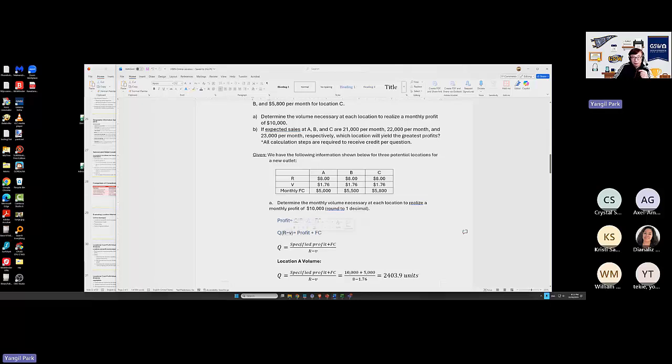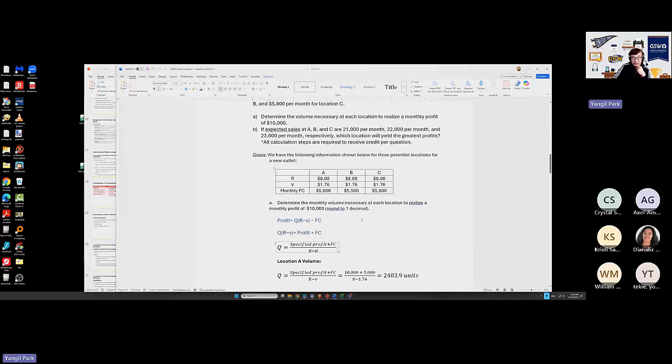Then RV goes to the denominator, and then you have this new formula that we can use to find the volume, or in this case, number of sandwiches. Okay, so profit plus fixed cost over the unit price minus unit costs. Okay, so that'll give you the quantity.